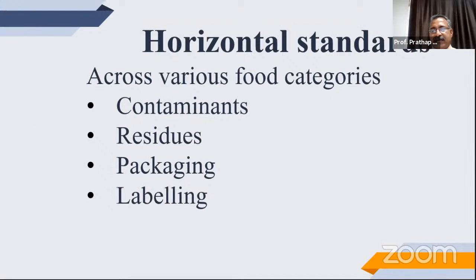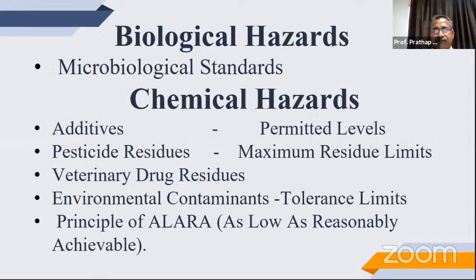With that, the food safety regulator will have various standards developed. That is, the Food Safety Standards Act 2006, when it was implemented in 2011, came out with the food safety standards regulations, which are nothing but a set of standards. These are done for various food categories as horizontal standards and vertical standards. Horizontal standards are there specifically for contaminants, residues, packaging as well as labeling; that means they cut across all the food categories. Vertical standards are the standards for specific food categories.